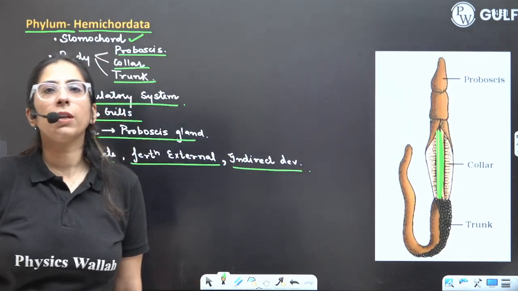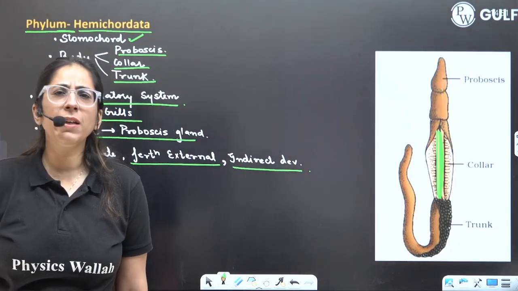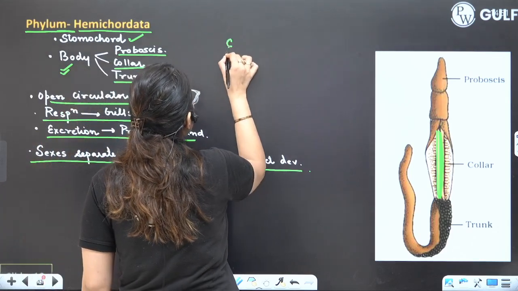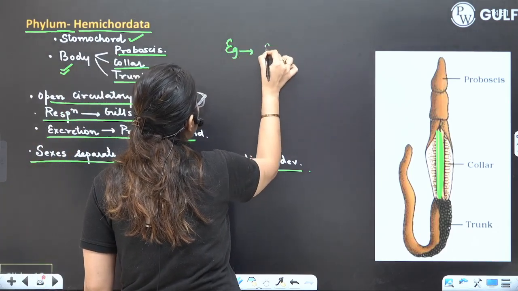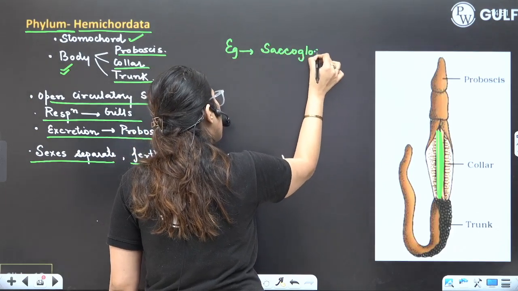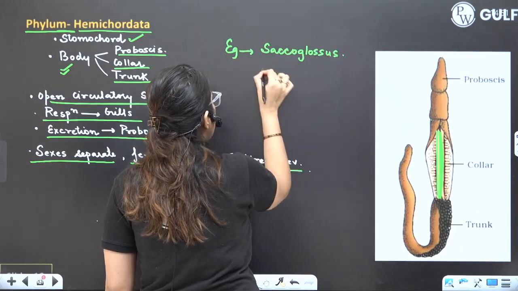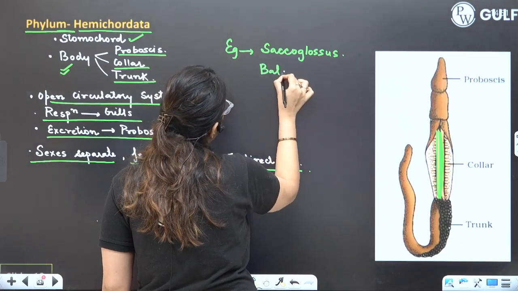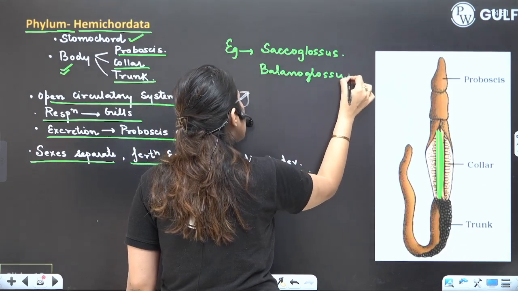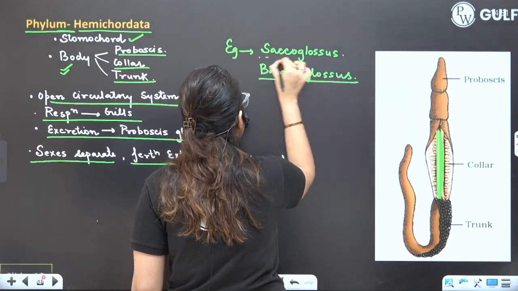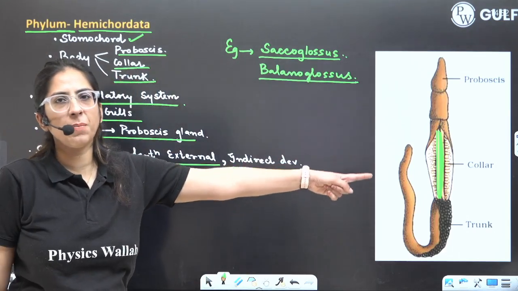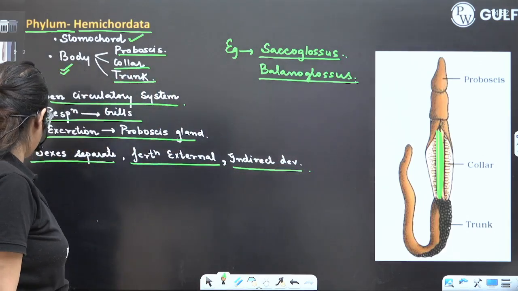These organisms look like a tongue, very slippery, very slimy. So they are termed glossus. Two examples are Saccoglossus and Balanoglossus. This is an image of a Balanoglossus.